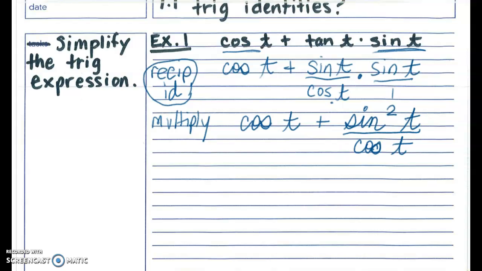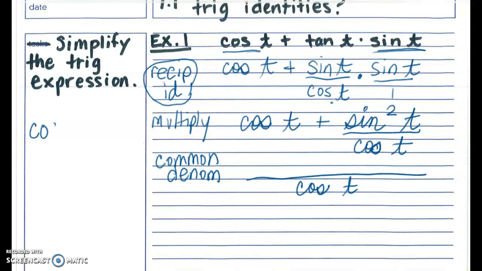All right. How do you add fractions? You have to get a common denominator. And so our common denominator would be cosine t. It's all we got. Okay, so cosine of t is our new denominator. Now, what is this cosine on the left-hand side over? It's a whole, so remember it's over 1.